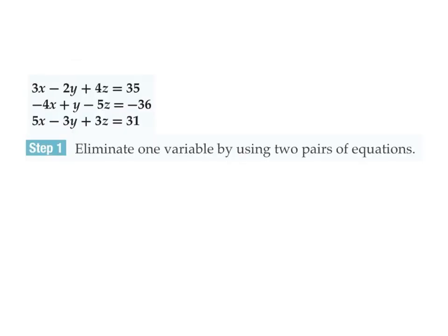Okay? Again, you're going to eliminate one variable by using two pairs of equations. So remember, a pair means two. So I'm going to have two 2's, which is why when I talked about 1 and 2 and 2 and 3, there's my two pairs. So here's the pairs I'm going to put together. And I'll show you. So I'm going to eliminate the y's.